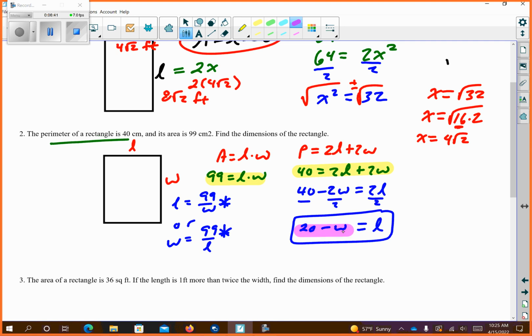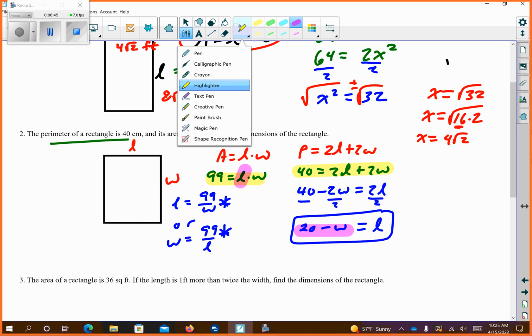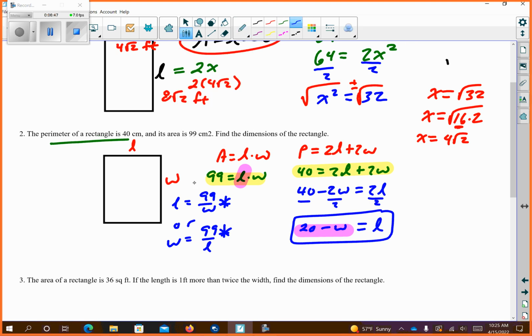I have that. So that tells me that's L. All right, so let's modify that equation. So I have 99 equals L times W. If I take that 20 minus W and plug it in, I'm going to get 99 equals 20 minus W times W.